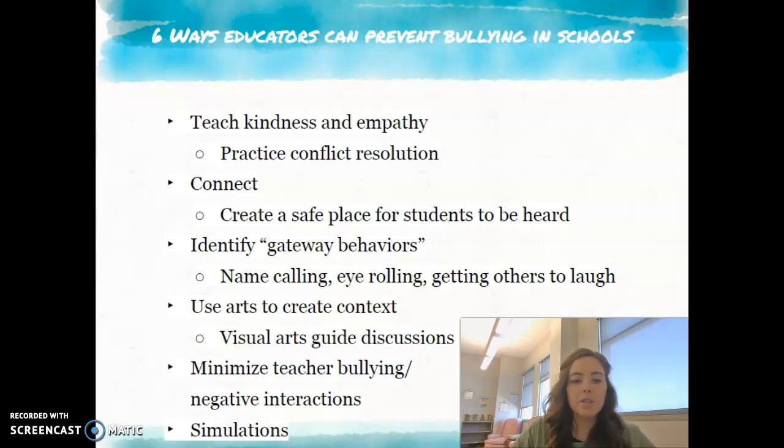These things include name calling, eye rolling, getting others to laugh at one another, similar things to that. The next is using the arts to create context. So visual arts sometimes help guide discussions, which foster a positive school environment that allows people to get together and talk about what's happening to them.